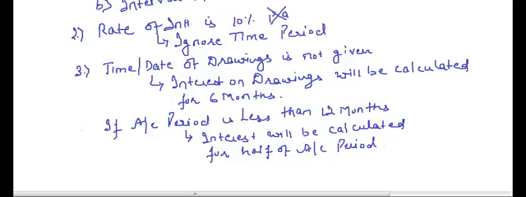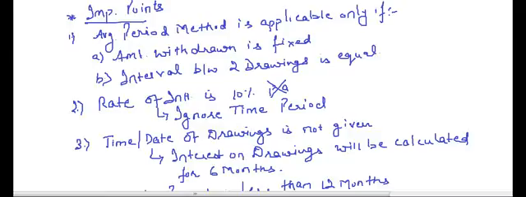Okay. So these are important points. Be careful with these points. These points can be really tricky in examinations. You will be given rate of interest 10%. You will not be given the words per annum, and you will apply the time period, and you will get 0. When the words per annum are not given, time period is not to be applied. The time or date of drawings is not given: don't calculate for the whole year, calculate for half of the period, that is 6 months. Accounting period less than 12 months: calculate half of the accounting period. Clear?